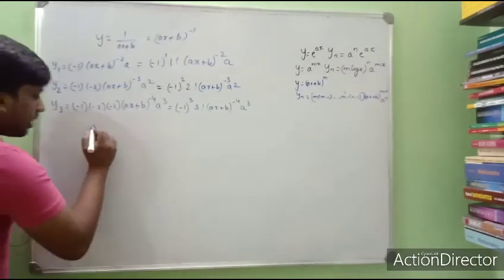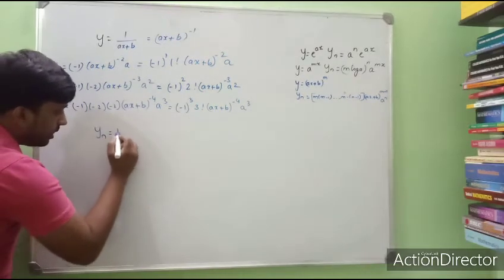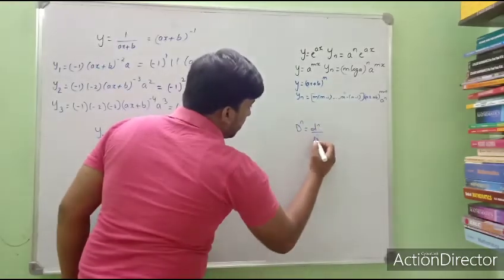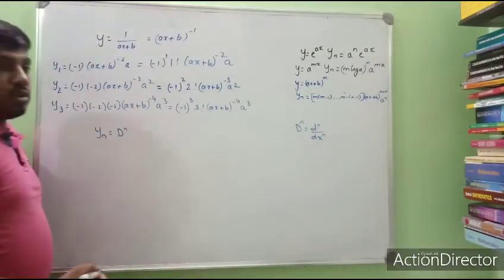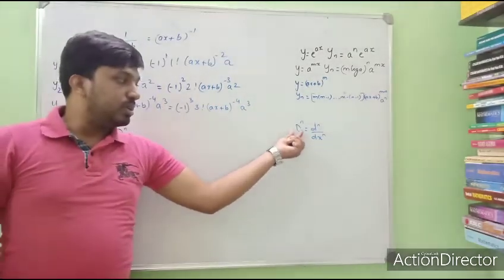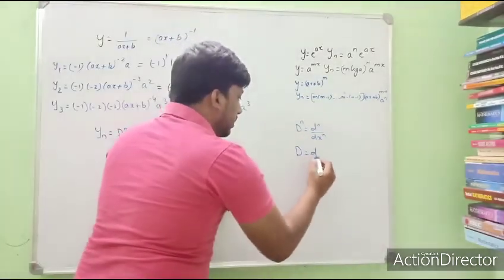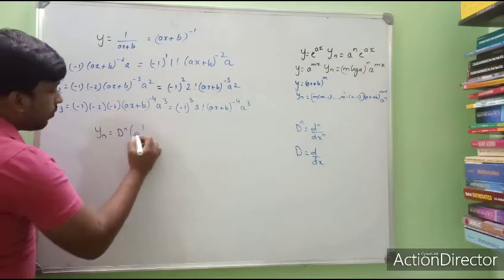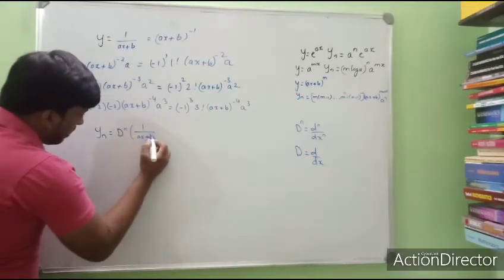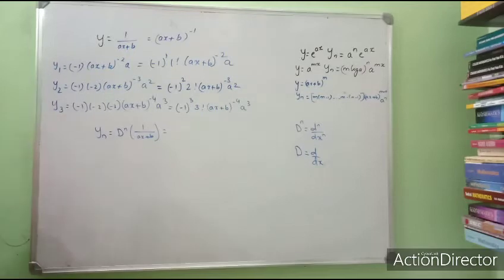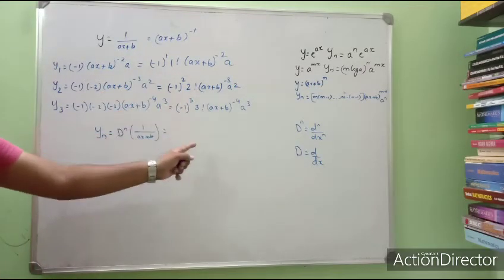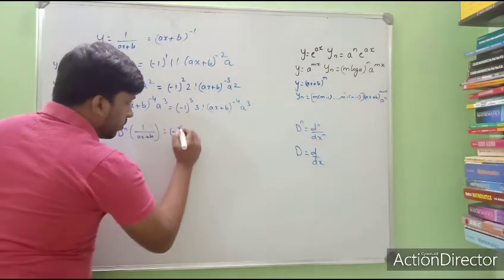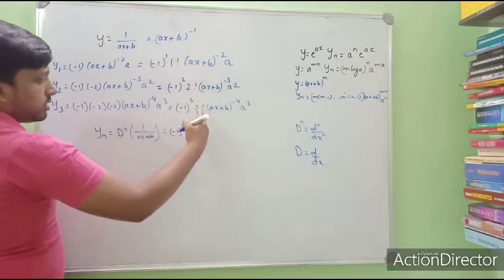By seeing this, how can we generalize? Putting yn equal to Dn. What is Dn? Dn is nothing but d^n by dx^n. So instead of writing this, we will directly write the capital Dn, where D is nothing but d by dx. Okay, so D to the power of n of 1 by (ax plus b) is nothing but, now let us generalize this. Minus 1, 1, 2, 3, it keeps repeating. If you take the fourth derivative also, you will be getting minus 1 to the power of 4. So minus 1 to the power of n, and even here 1, 2, 3, it is repeating, right?